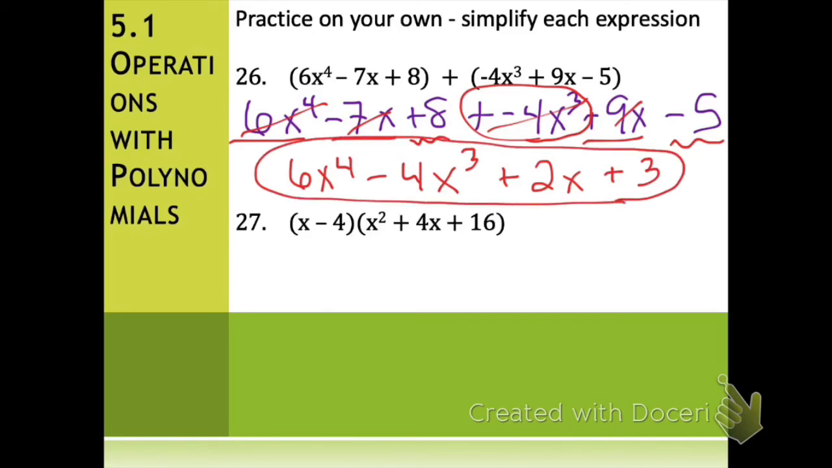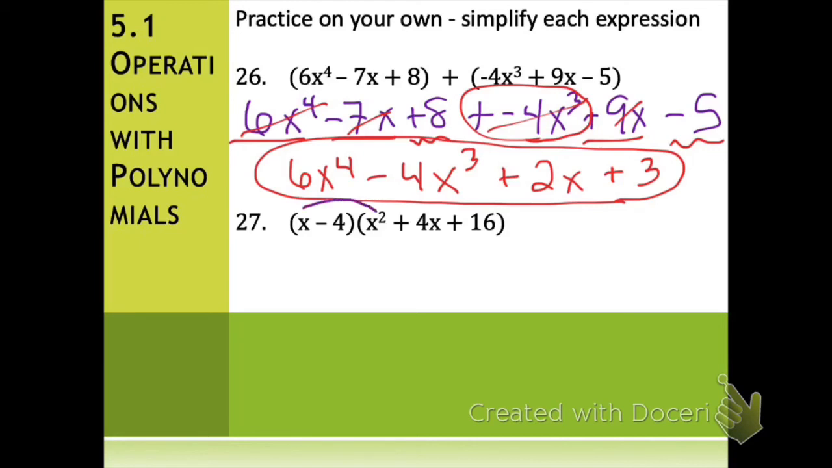All right, next problem. A little trickier on this one. It is multiply, so you actually have to distribute. They're right next to each other, so that's multiply. So you've got to double distribute. So take the time. I'm going to draw the lines.